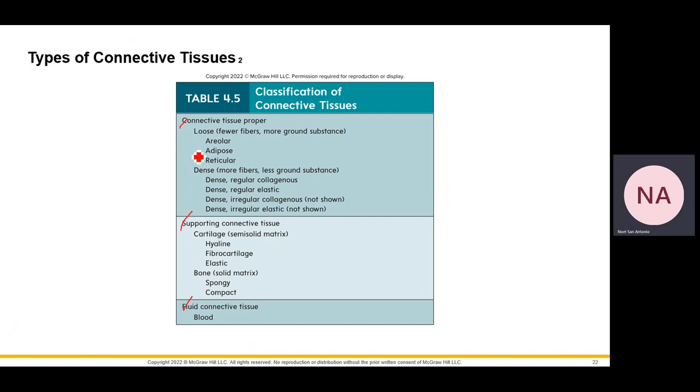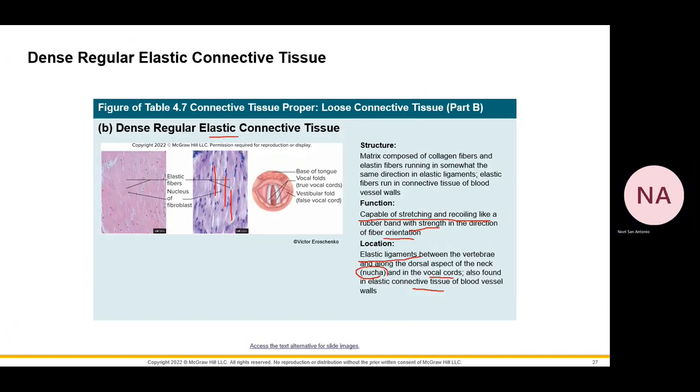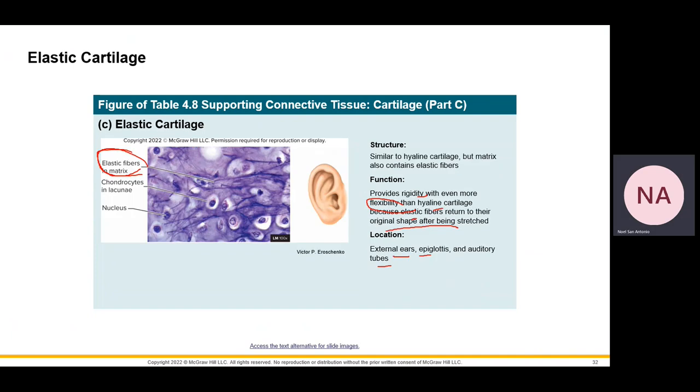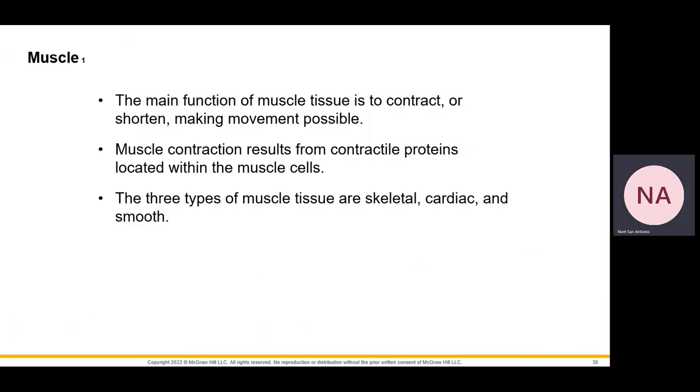Under connective tissue proper, you have loose and dense. Under supporting connective tissue, you have cartilage and bone. And the only fluid connective tissue in the body is our blood. So let us now go to muscle tissue.